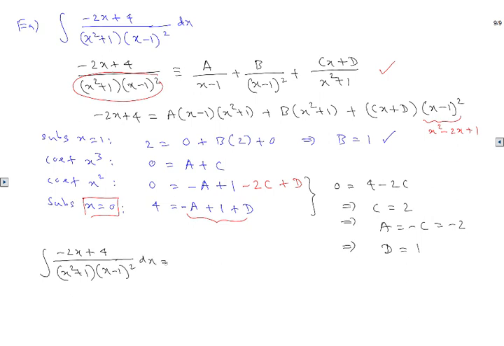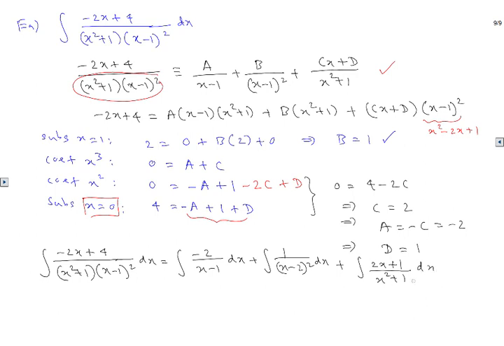Unfortunately, you can see that all of the terms are non-zero. You don't get any zero term. That means you get all 4 terms. Let's start writing. A equals negative 2, so it is negative 2 over x minus 1 dx, and then b equals 1, so it is 1 over x minus 1 squared dx, and then we have c equals 2 and d equals 1, so we have 2x plus 1 over x squared plus 1 dx.